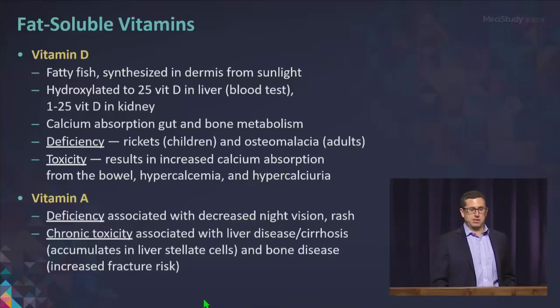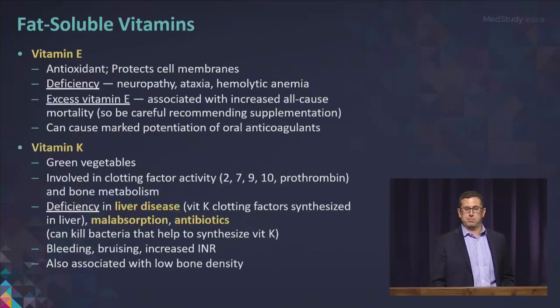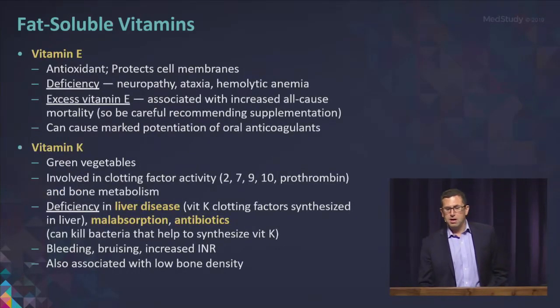Chronic toxicity could be associated with liver disease because it could actually accumulate in the stellate cells of the liver, and chronic toxicity can be associated with bone disease as well. Vitamin E is an antioxidant. It protects cell membranes. Deficiencies are associated with neuropathy and anemia. Excess vitamin E, I'm sure you've seen this in the medicine literature, is associated with all-cause mortality. So you have to be careful about just kind of blindly prescribing vitamin E supplementation.